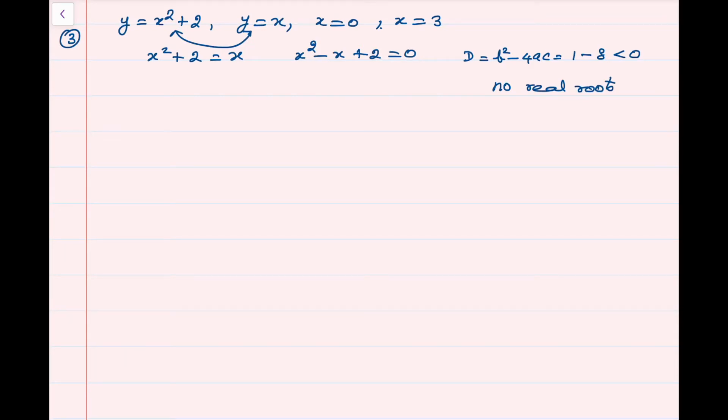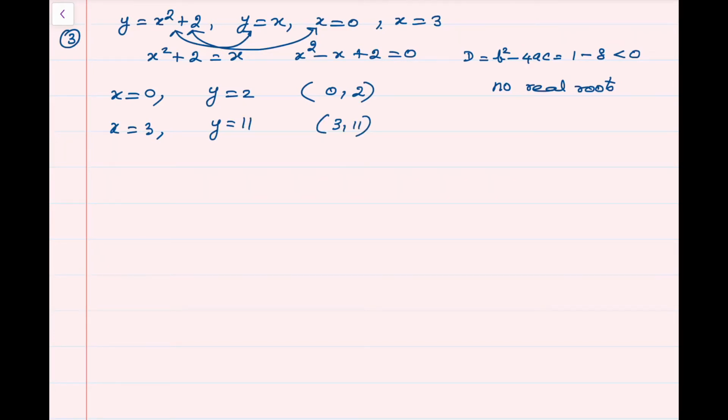Now, let us solve the parabola and x is equal to 0. So, if we substitute x as 0, y will be 2. Therefore, the point of intersection for these two curves is 0, 2. Let us substitute x is equal to 3 in the parabola equation. Therefore, y will be 9 plus 2, which is 11. The point of intersection is 3, 11.